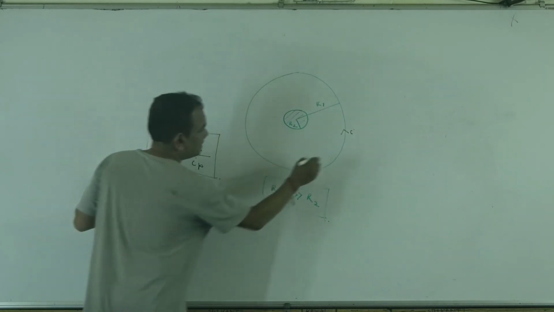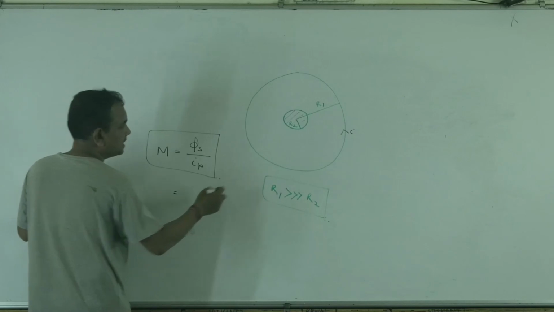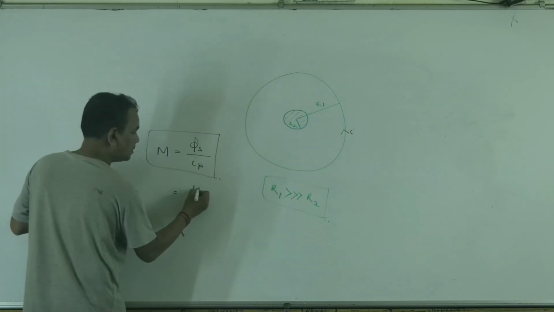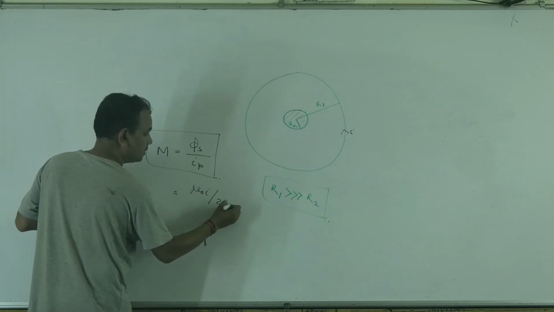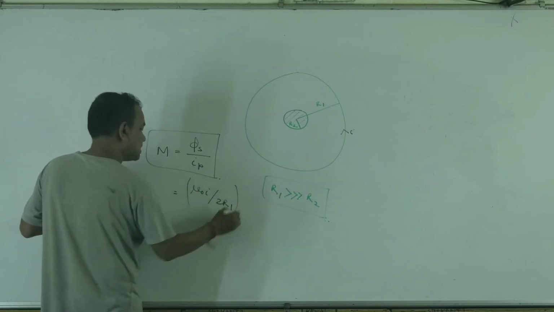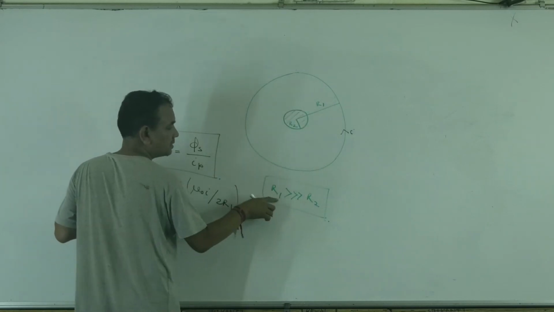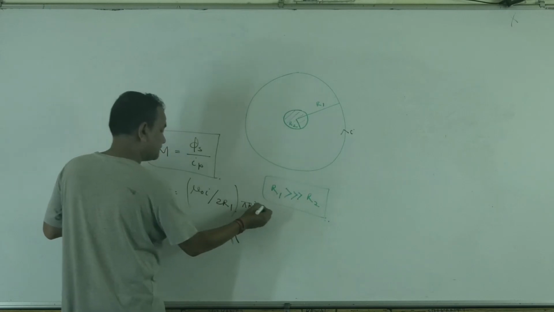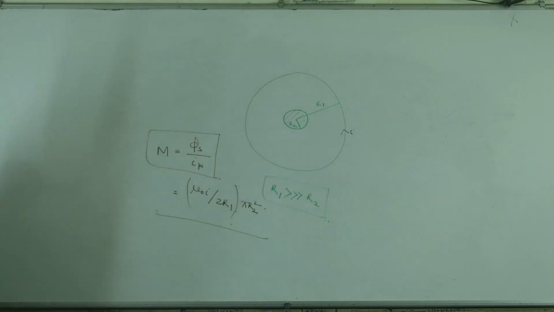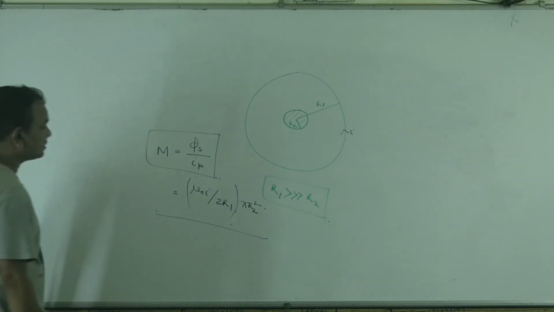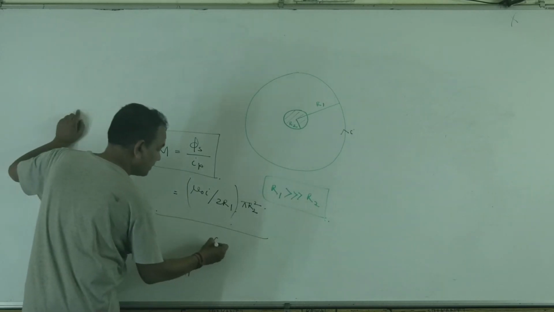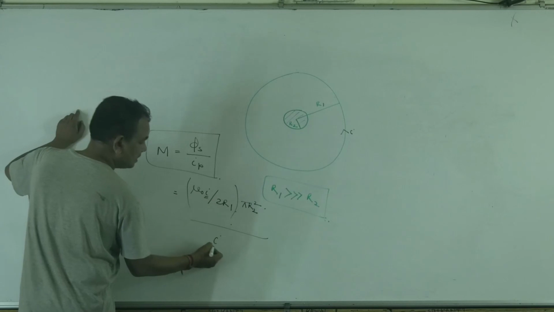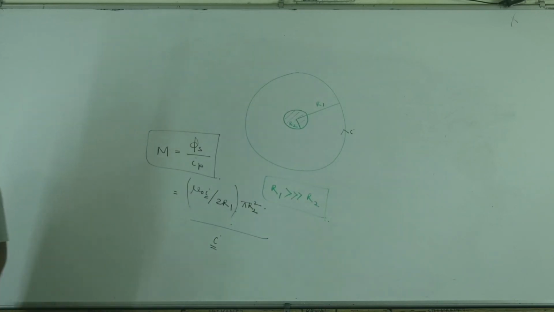So for current I in the primary loop, the magnetic field at the center is mu naught I by 2R1, assuming the field is uniform in this region because R2 is very, very small. Into area pi R2 square. This part is nothing but the flux, and the mutual inductance is flux by current in the primary loop, which is I. So this I will cancel and you can solve for M. In this way we can calculate the mutual inductance of the arrangement.